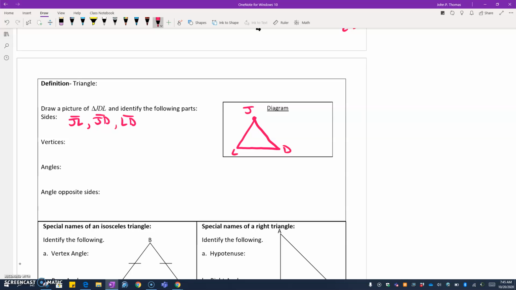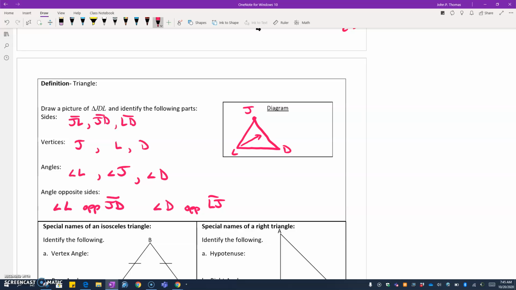My vertices are J, L, and D. My angles are angle L, angle J, and angle D. And then the angle opposite side, so angle L is opposite side JD, because notice if you're standing at L and you look out, JD is over on the opposite side. All right, angle D is opposite side LJ.